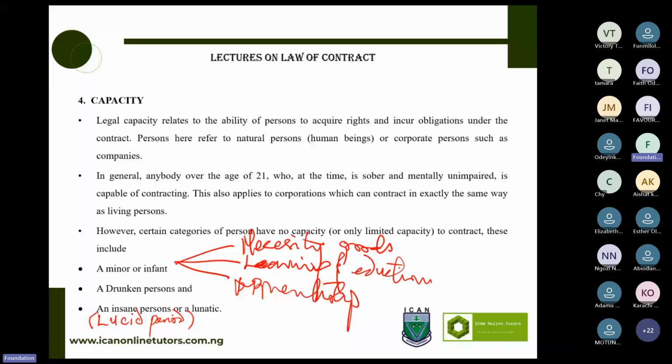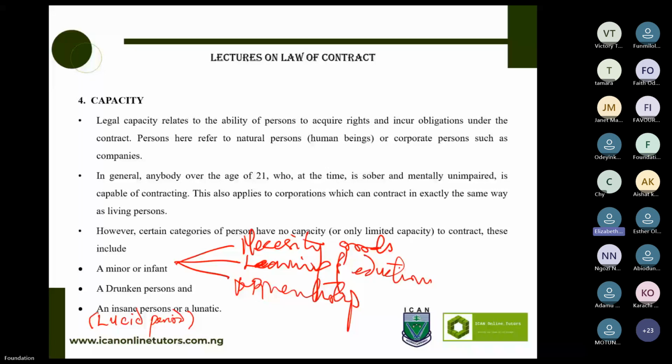So let me ask you a question. If you're not aware that somebody is a madman, and in that lucid period, the person enters into a contract with you, a very lucrative contract, do you think that contract is binding? If yes, why? Do you think the contract is not binding? If no, why? Let's talk.